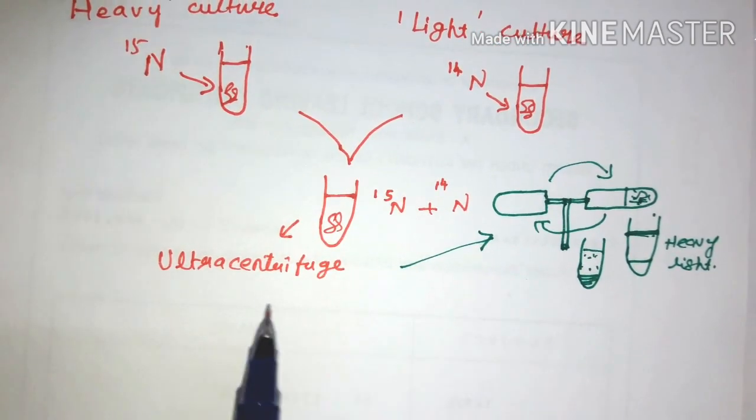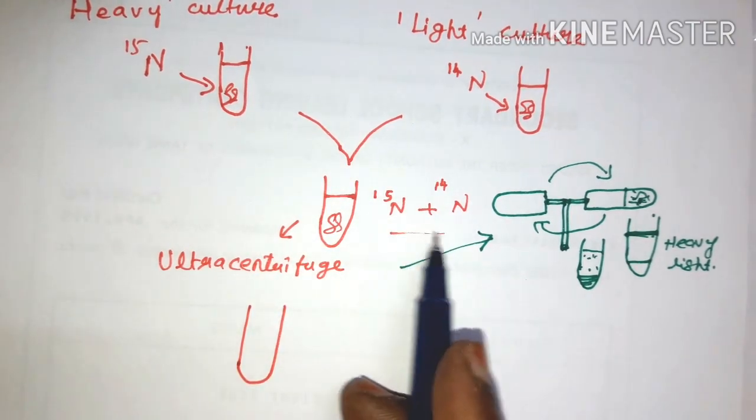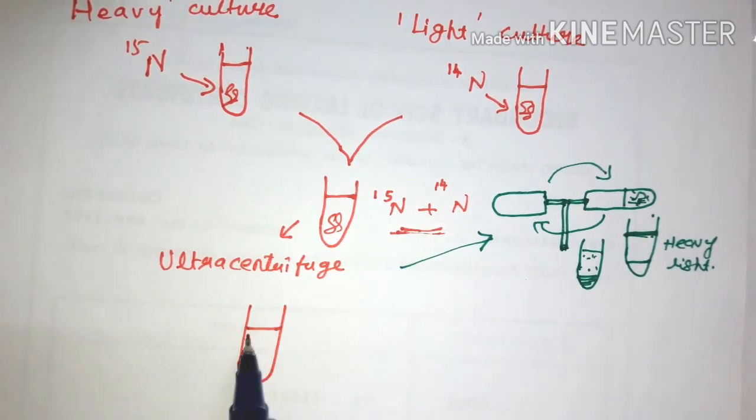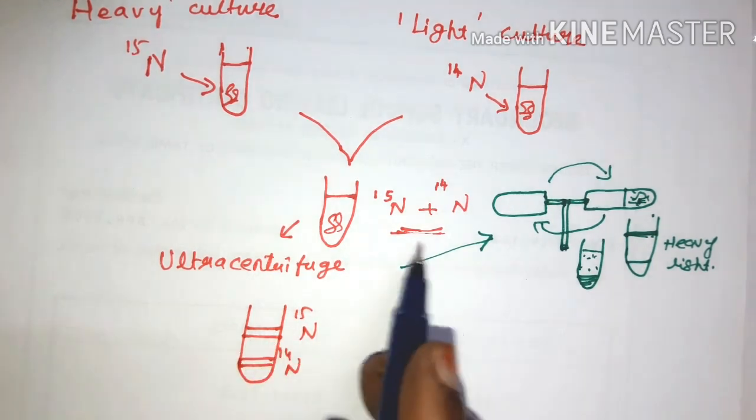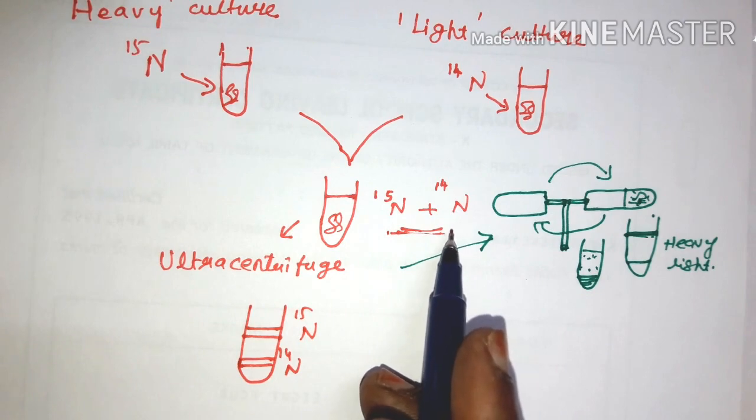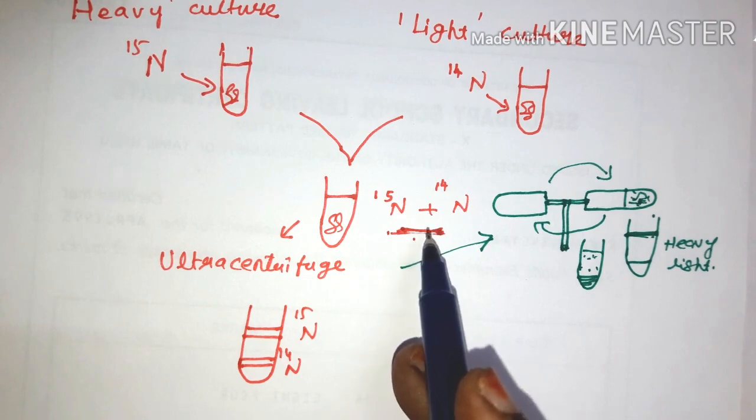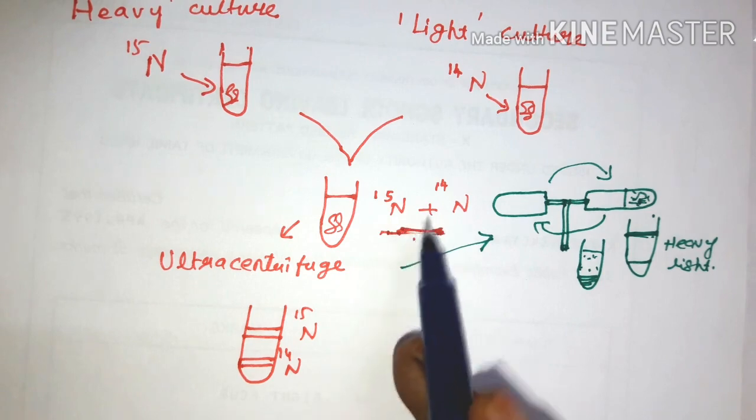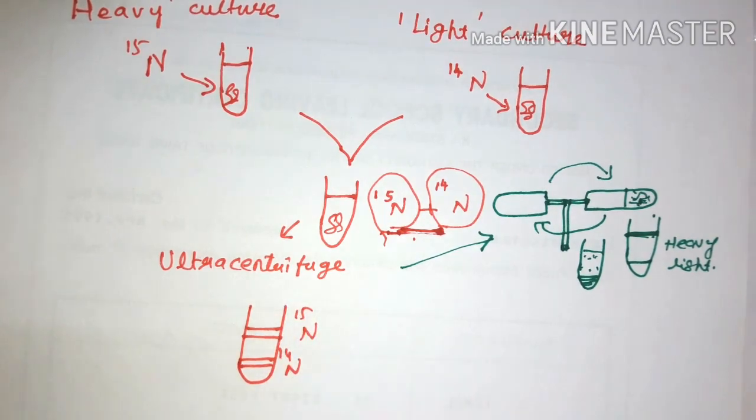This will help us identify and separate the N15 from the N14. This will make band formation, N15 or N14. So this will separate both the heavily and lightly isotoped ones. This will help us understand how fast the next generation will have heavy or light DNA. For that reason, they use this ultracentrifuge method.